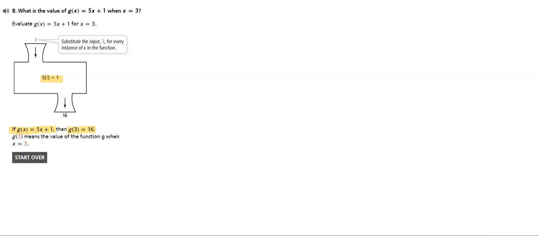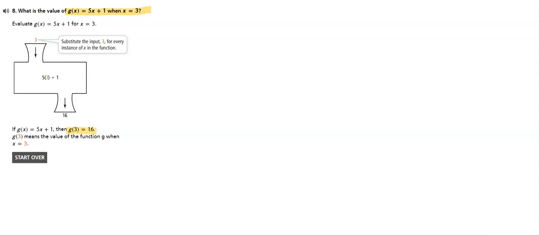The g of 3 means the value of the function g when x equals 3. So all we're doing here with this function notation is trying to learn how it works so that when you see it in a problem or a test, you know what to do. So if you see a question that looks like this one right here, all you need to do is substitute the x for 3 and solve, and you can write your solution like this.